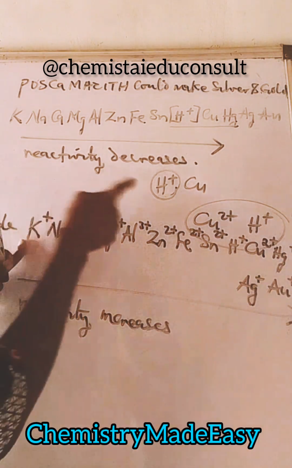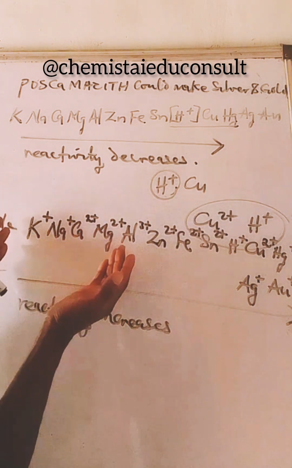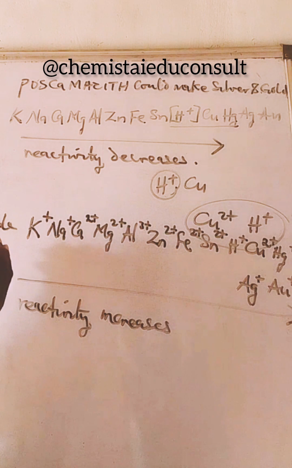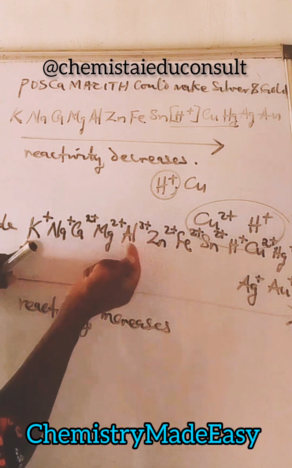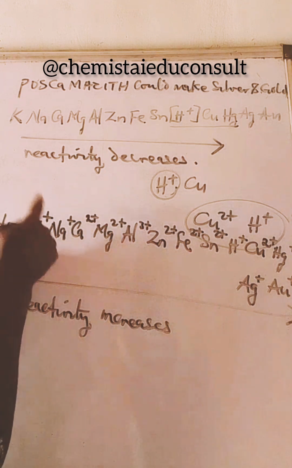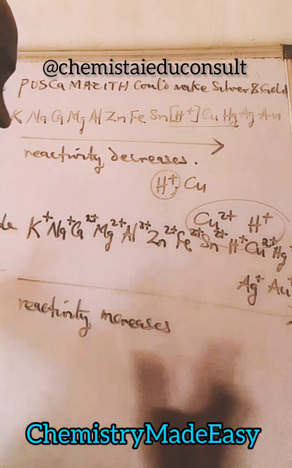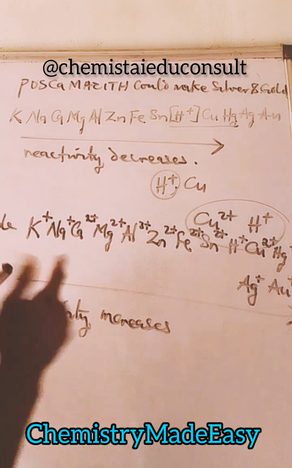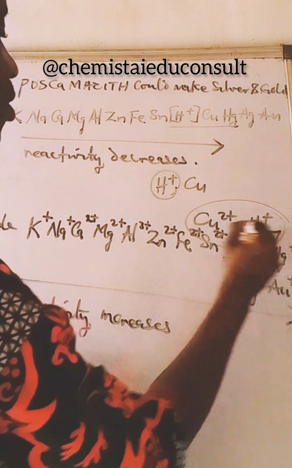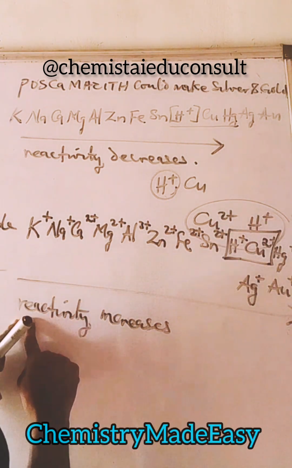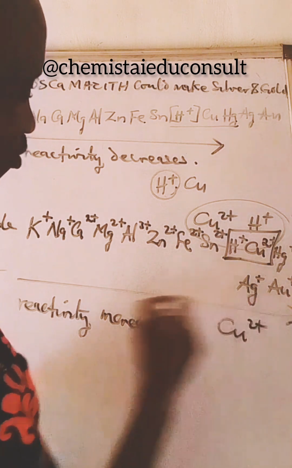This one lost 1 electron. This one lost 2. The ability to regain the electron increases. So magnesium will have more ability to regain 2 electrons than potassium has the ability to regain 1 electron, because potassium atom is larger. But that is not the topic. Now, following this, we pick our hydrogen ion and copper. If reactivity increases, which one will be more reactive? I think it's copper 2 plus.